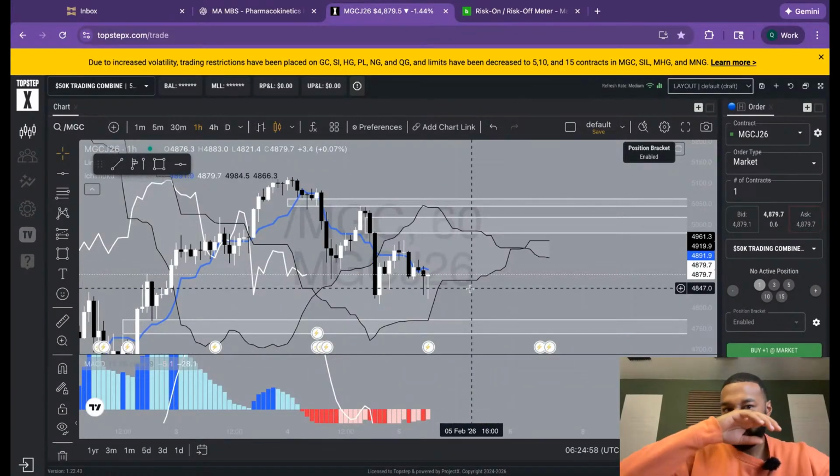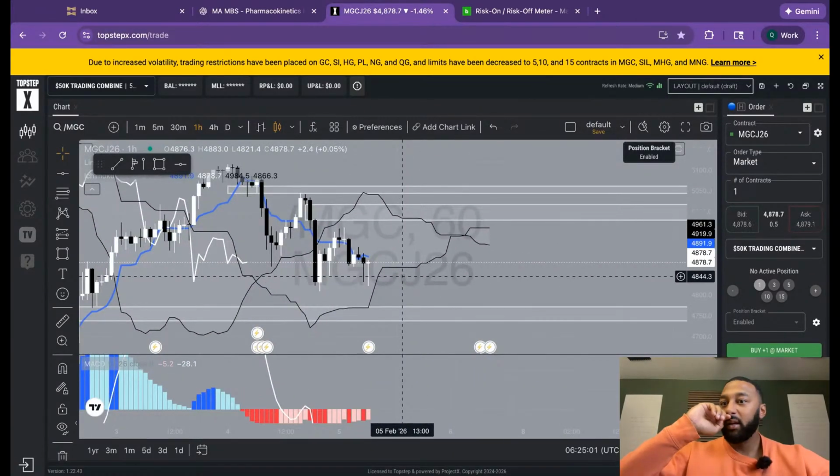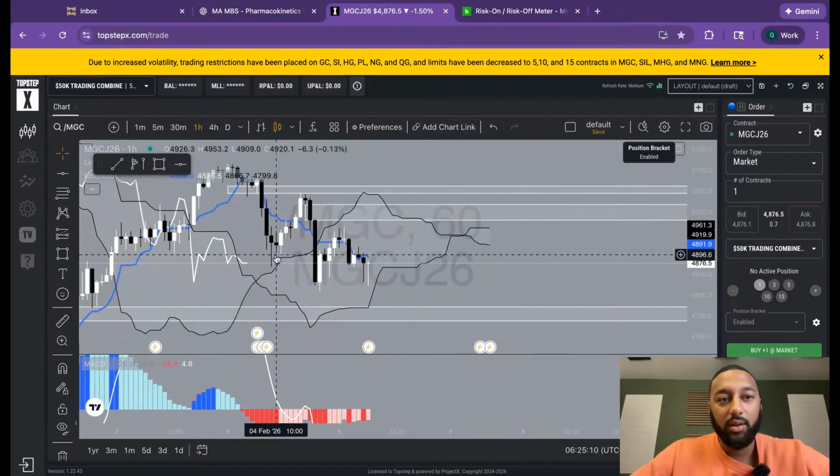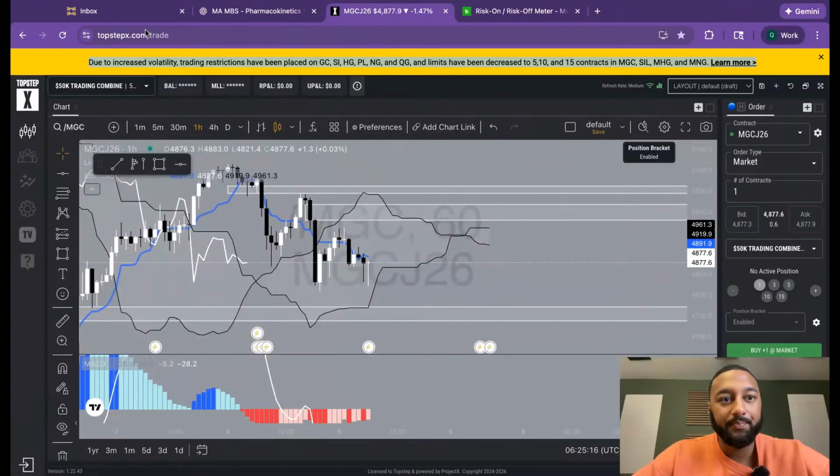Okay, let's see what we got here. Sitting right here on the 1 hour time frame, I got news in about 5 minutes exactly. I think you guys can see that. Yes, so this is in the same light we're talking. Look at this little notification up here. Due to increased volatility, trading restrictions have been placed on gold, silver, HG, I don't know what HG is, PL's platinum, NG, QG. I'm not sure what NG and QG is. I believe these are all precious metals though. I'll have to verify.